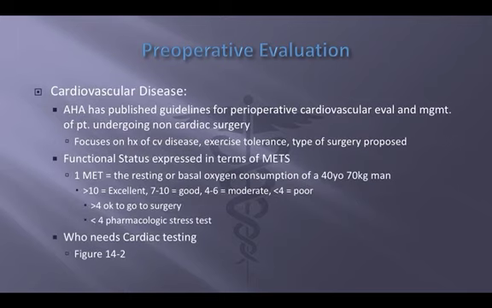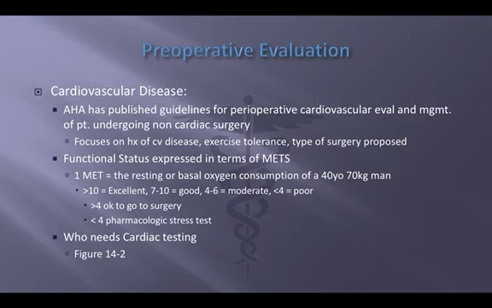So when you're talking about cardiovascular disease, I think we've had a couple of M&Ms where we discussed this, but the American Heart Association has some guidelines for perioperative cardiovascular evaluation and management. Again, this is for patients undergoing non-cardiac surgery, so it's going to focus on their history of cardiovascular disease, their exercise tolerance, and the type of surgery that they're going to be undergoing.